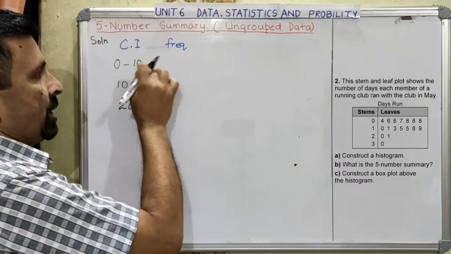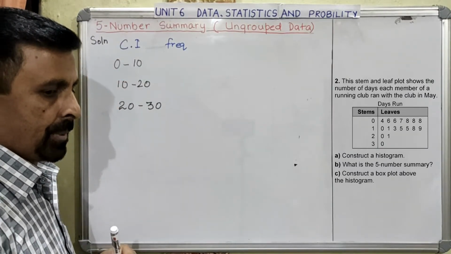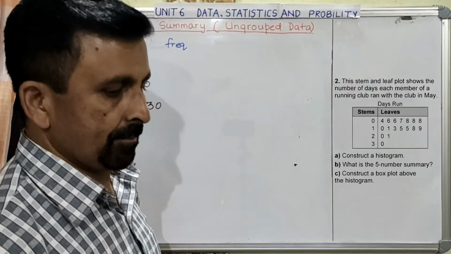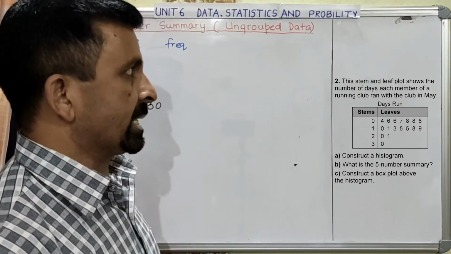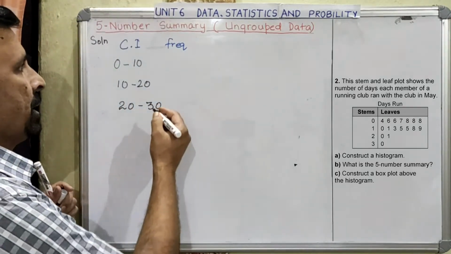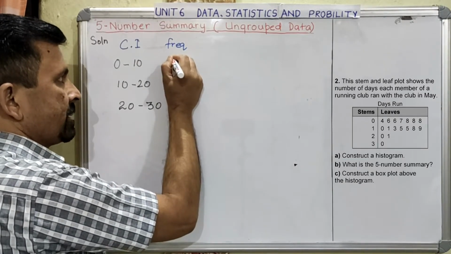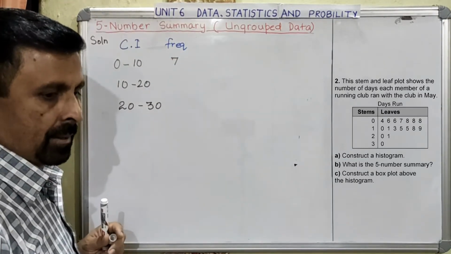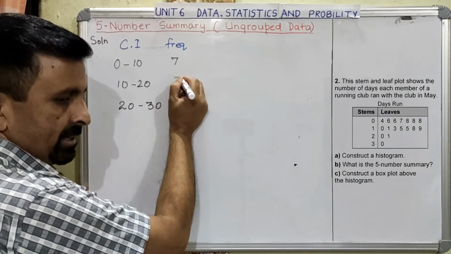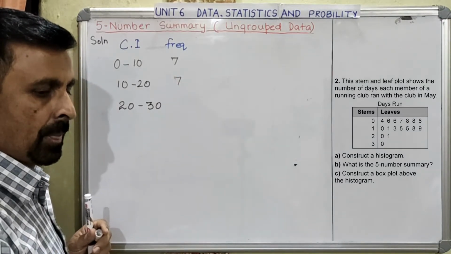Now we are going to write down the frequency. For 0 to 10, how many data values do we have? We can count from the leaves. There are a total of 7 leaves in the first stem: 4, 6, 7, 8, 8 and 8. So the frequency of this class interval is 7. The next class interval also has a frequency of 7. Is it okay?